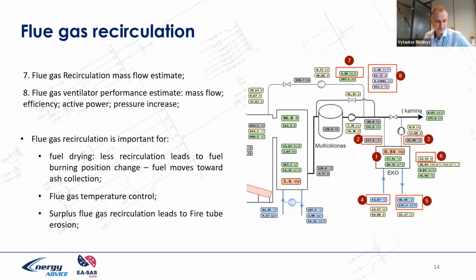surplus flue gas recirculation leads to fire tube erosion. A very interesting question is that if we have the fan characteristic, electricity consumption, and frequency output from the variable frequency drive, we are capable of estimating the efficiency of the fan, mass flow, and delta pressure on the fan. With extra metering of the pressure after the fan, we are capable of understanding the pressure inside the route of flue gas.